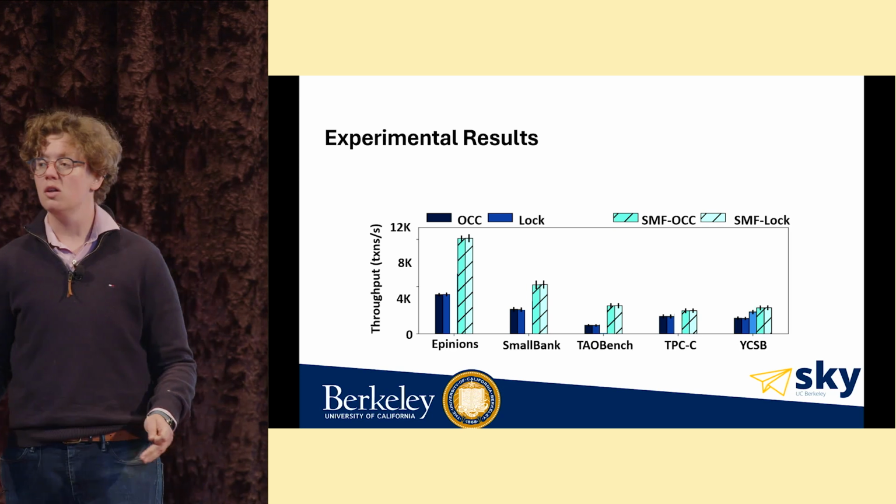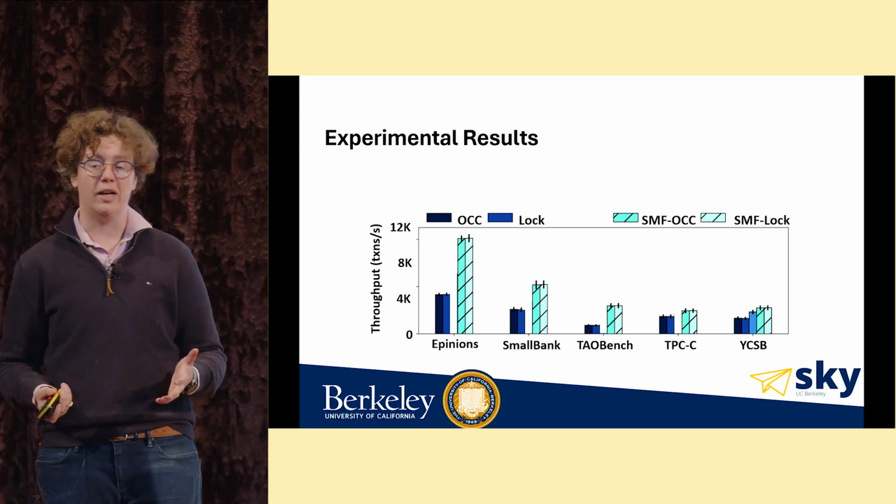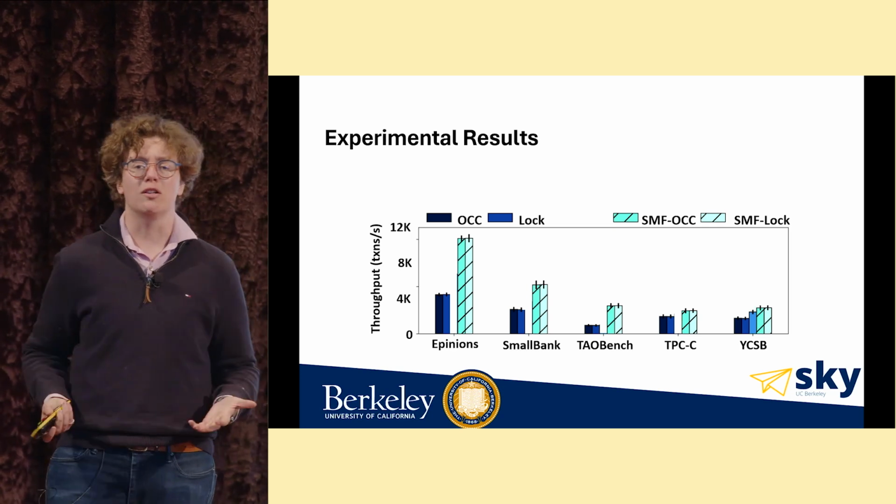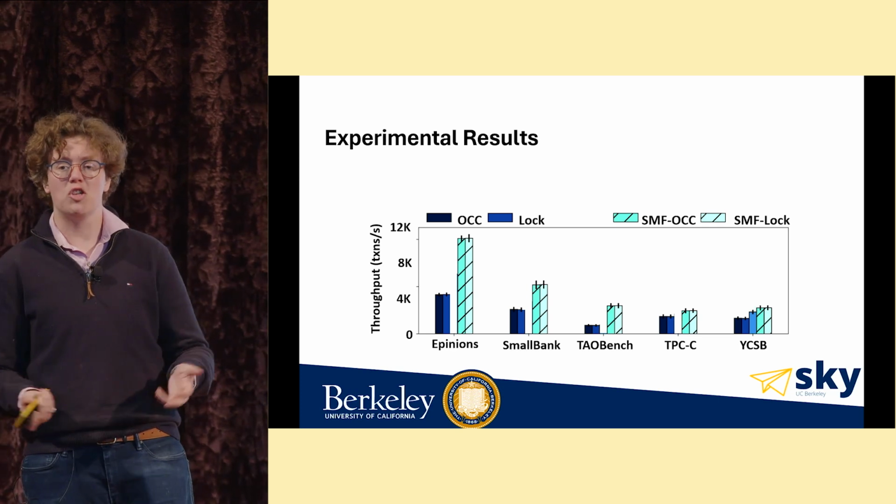If there's no contention, then we suffer from fairly limited overhead, like 2 to 3%, because we only look at hot keys. So if there are no hot keys, then our scheduler just doesn't get in the way.